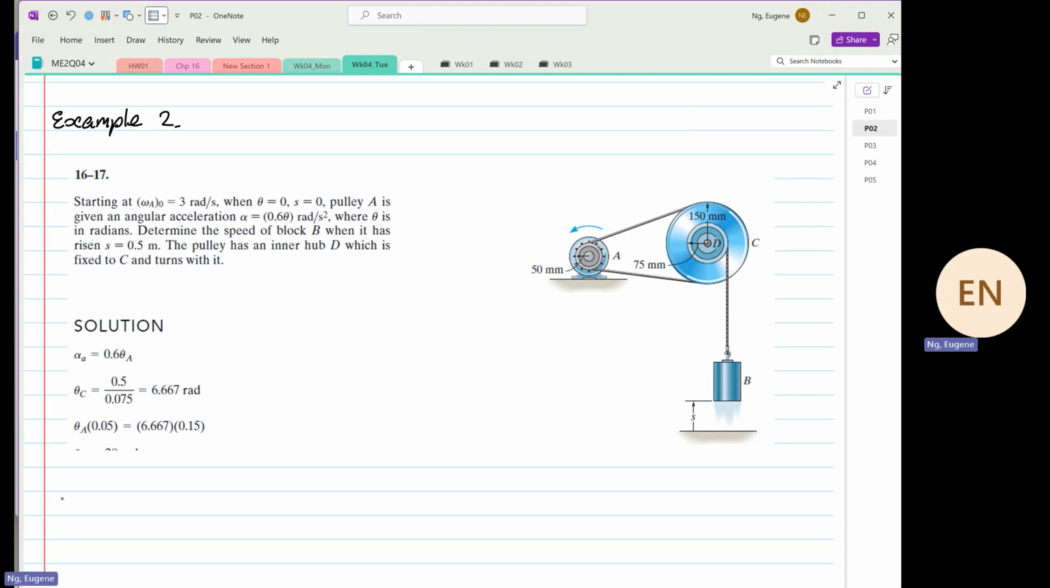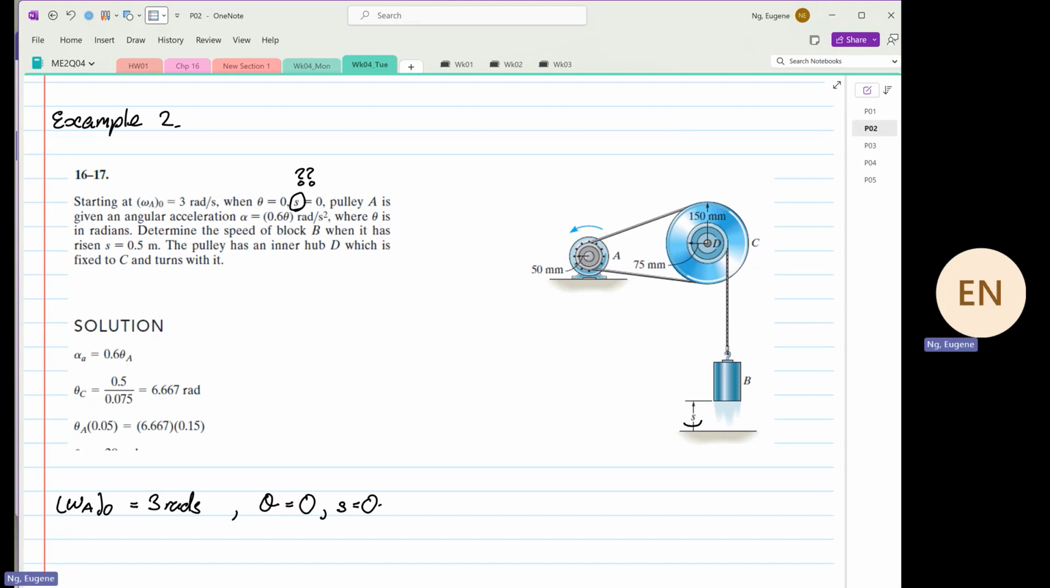So we are given that omega A at time 0 is equal to 3 radians per second. Okay. And it also tells us that in this case, the angular displacement is also equal to 0 and S is equal to 0. I start to panic. I'm like, huh? Where did this come from? Yes or no? Huh? Right?